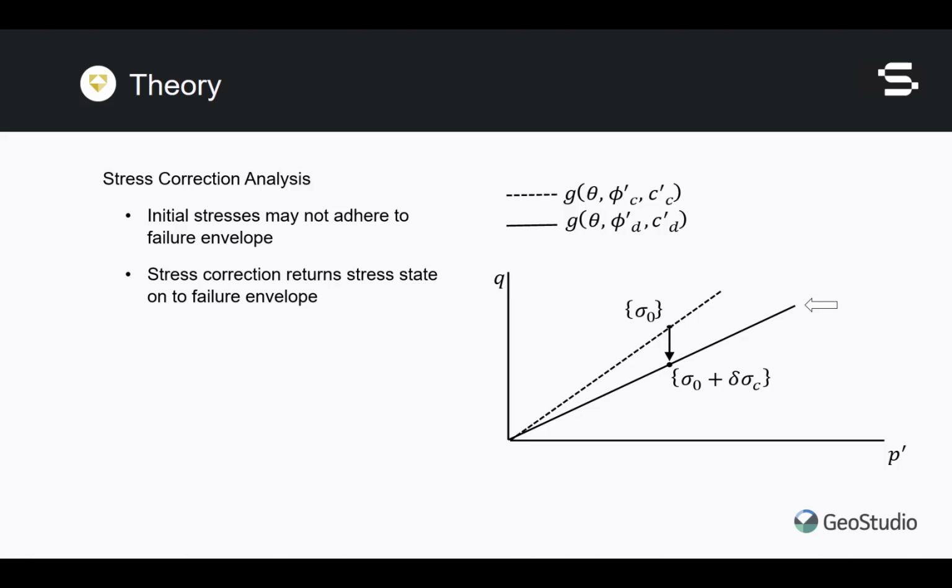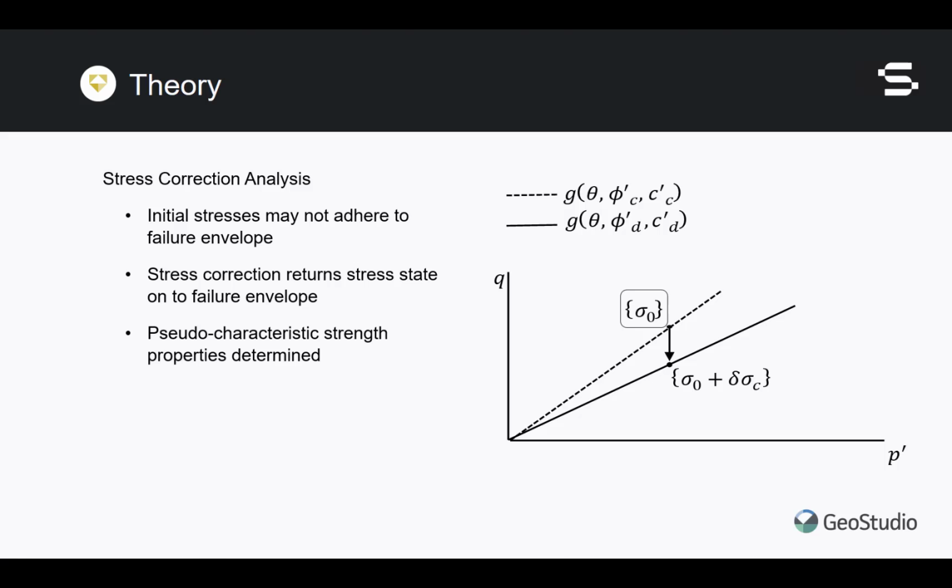The state of stress, defined by the stress tensor sigma naught, is sitting above our strength line. We can use these Cartesian stresses to calculate the corresponding stress invariants P' and Q'. The dashed line through the stress state represents a Mohr Coulomb strength envelope defined by pseudo-characteristic strengths.